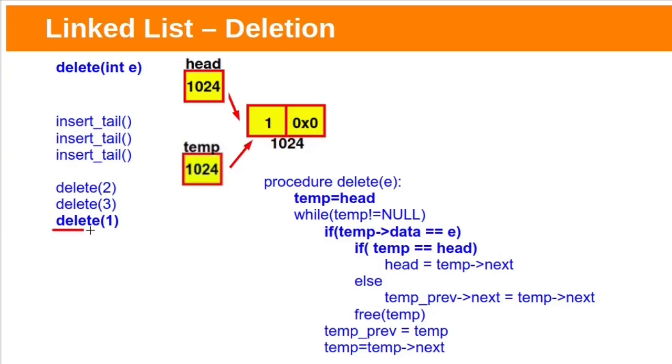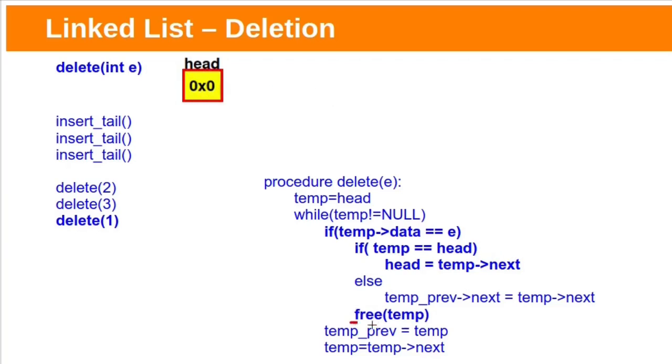Suppose we perform this delete operation with 1 as argument. Again temp is assigned with the head value. Here temp data is 1, which is equal to element 1. Now temp is equal to head. So we need to place this temp next value within this head pointer. Here temp next is null, so place that value in the head. Now head becomes null. Now we can delete this node with this function.